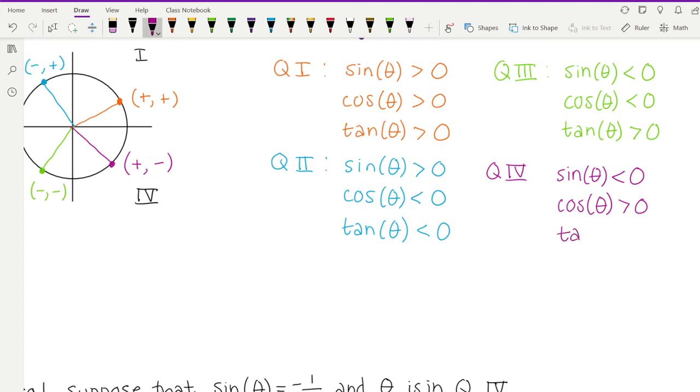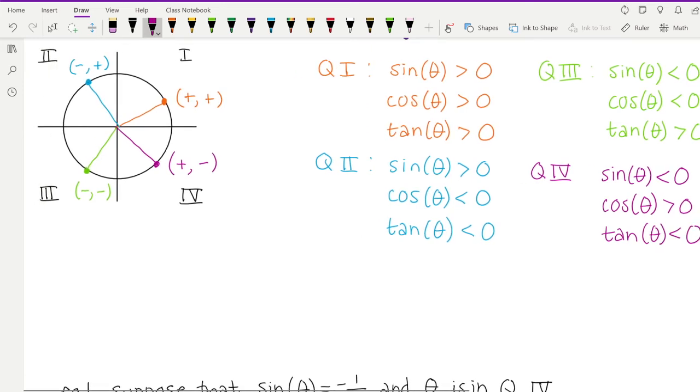And then tangent of theta, once again, this time we're doing a negative over a positive. So that's going to be negative. And then additionally, if you look at the slope of this line segment, the terminal side, we can see that it has a negative slope.